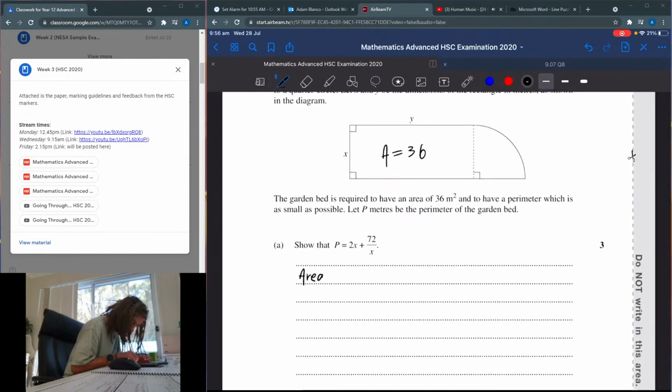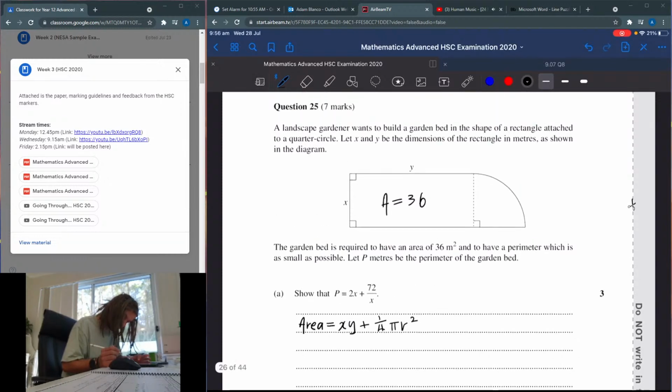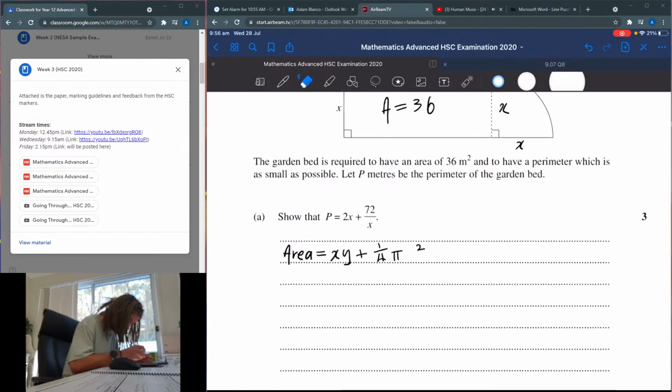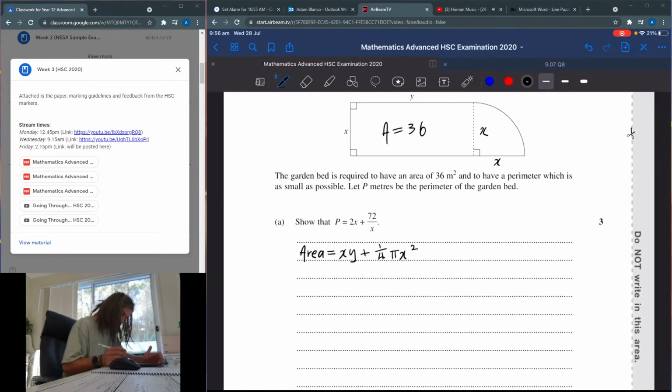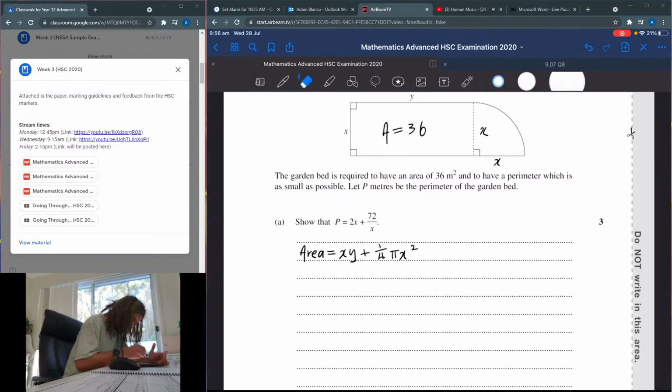So the area is going to be, now for this it's x times y, so xy. For this, it's going to be, because it's a quarter of a circle, quarter pi r squared. I like it. Okay. Do we know the radius by any chance? Yes, we do. That and that are the same, which means it's the same as that. So that's x, and that's also x. So that means this is x. Okay. I know that the area is 36. So I know, told that that's 36.